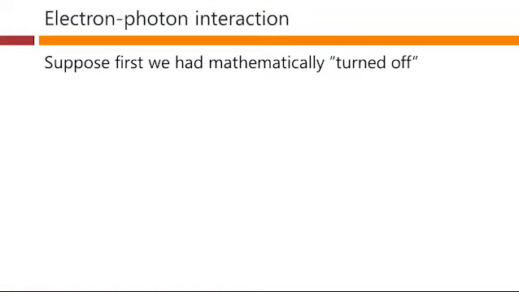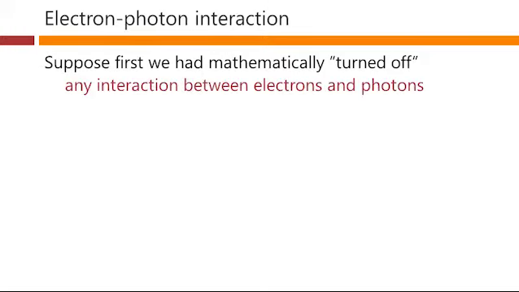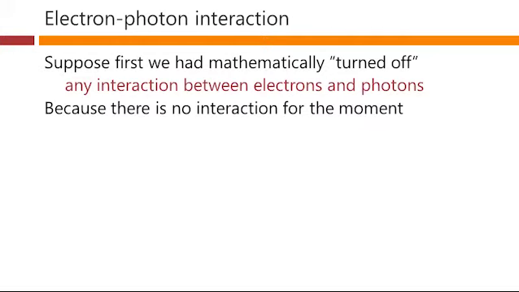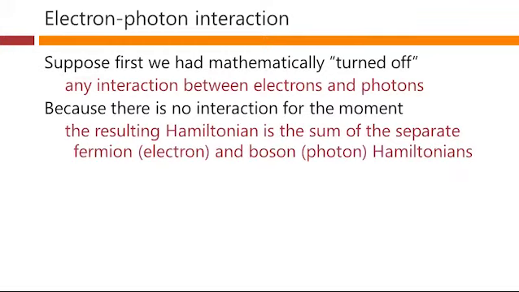Suppose then that we had first mathematically turned off any interaction between electrons and photons. Because there is no interaction for the moment, the resulting Hamiltonian is just the sum of the separate fermion and boson Hamiltonians, that is, for the electron and the photon. So here's our sum. This is our unperturbed Hamiltonian.